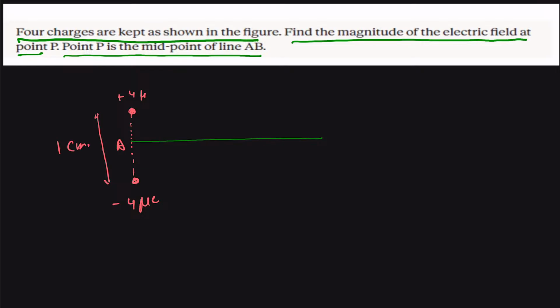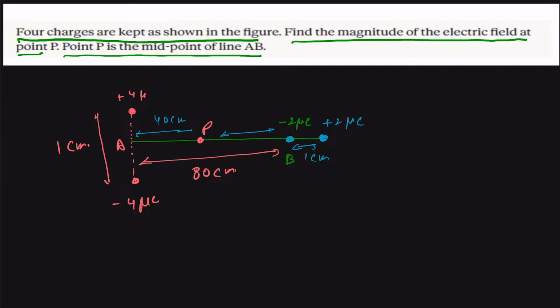There is another group of charges at B. One charge is here at minus 2 microcoulomb and the other charge is somewhere here, about plus 2 microcoulomb, and the distance between these two is given as 1 centimeter, and we have a point P. The distance between A and B is given as 80 centimeter, but it is mentioned that P is the midpoint, therefore we can say this distance is 40 centimeter and this distance is also 40 centimeter.